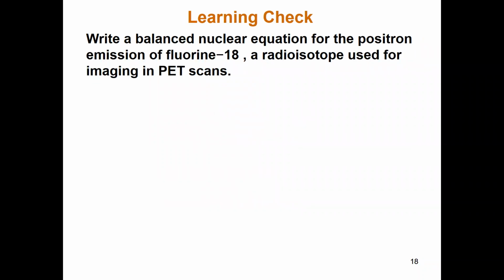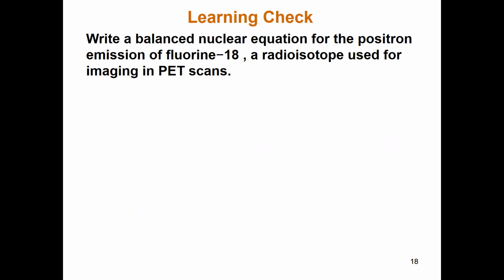Let's try a third example. Again, pause the video before you watch the answer to practice, and make sure you know how to do this on your own. So write a balanced nuclear equation for the positron emission of fluorine-18, a radioisotope used for imaging in PET scans. So positron emission tomography is also using fluorine-18, not just carbon-11.